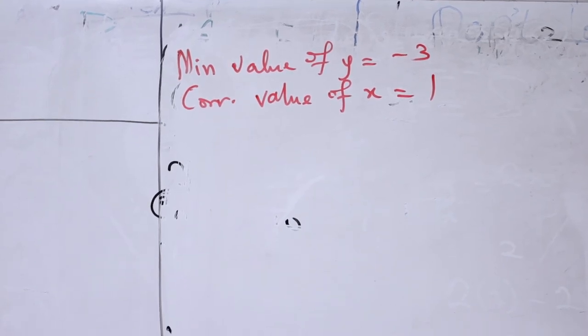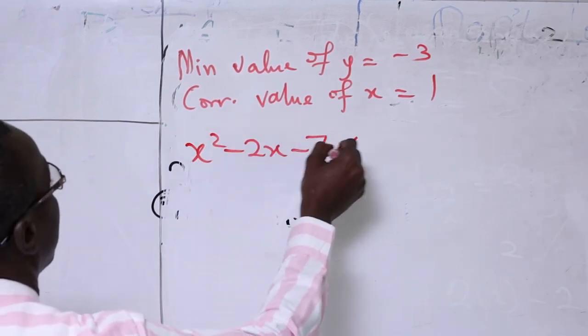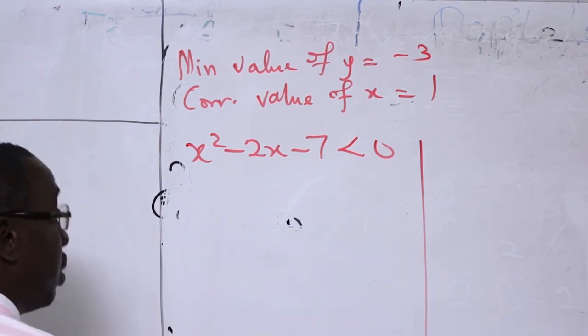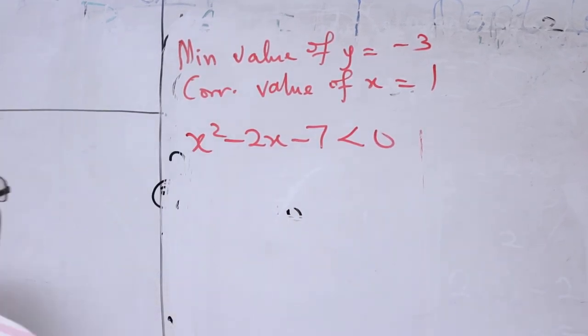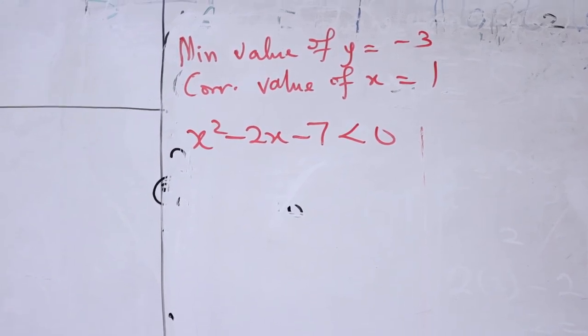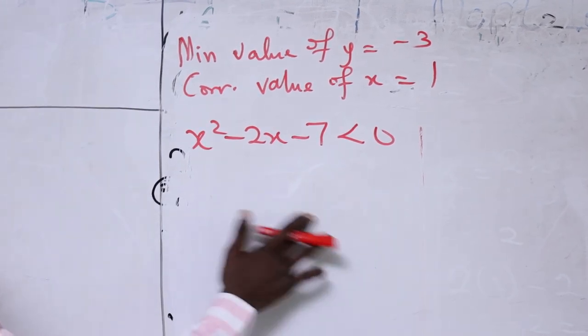x squared minus 2x minus 7 is less than 0. We need a bigger space there. What did I say the maximum value of this curve is? When it is an N curve and they are asking for minimum value, what does it mean? It does not exist. Please, let that be noted carefully, as much as possible.